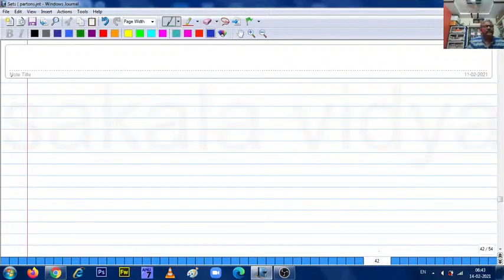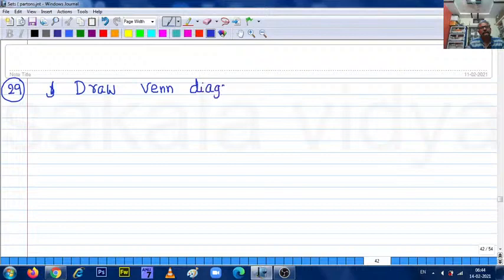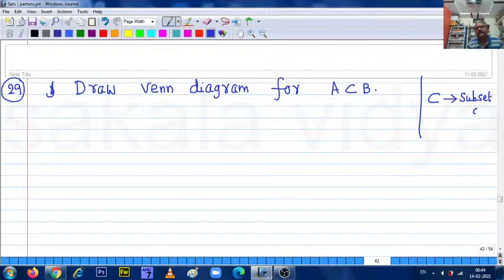So now the 29th question. Draw Venn diagram for A subset of B. So this is the symbol for subset of. You need to read subset of. So we need to draw the Venn diagram.